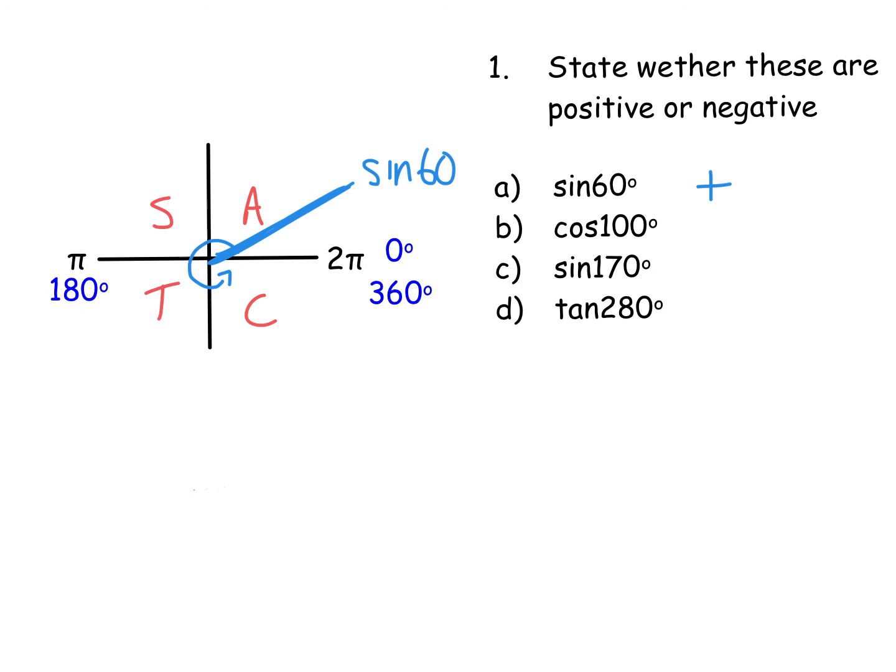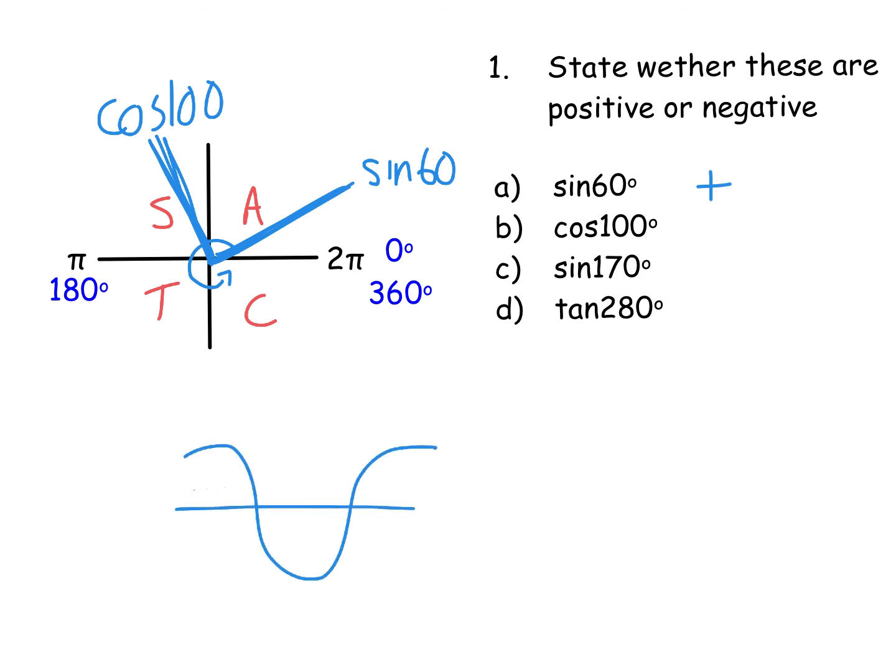Cos of 100 would fall round about there. It's just after the 90. So cos of 100, is that positive or negative? Well, that's the sine box. Cos is negative in there, right? Because if you think of your cos graph, between 90 and 180 is this bit here. It's below your graph. So cos of 100 is negative.